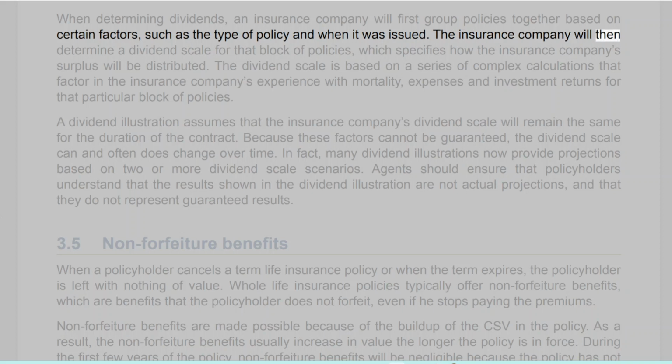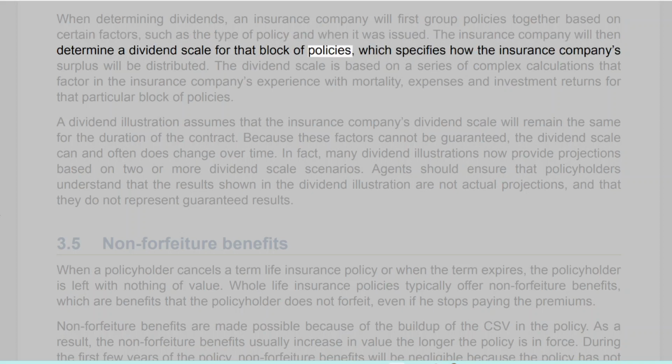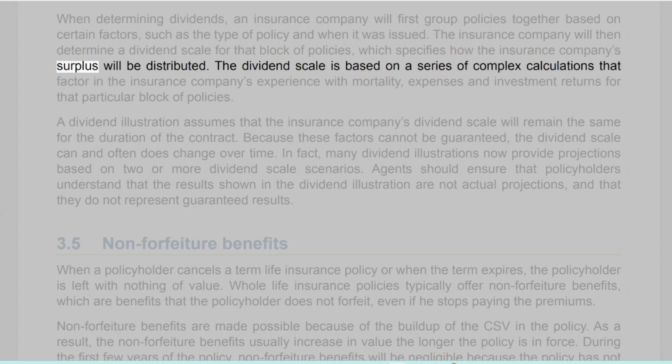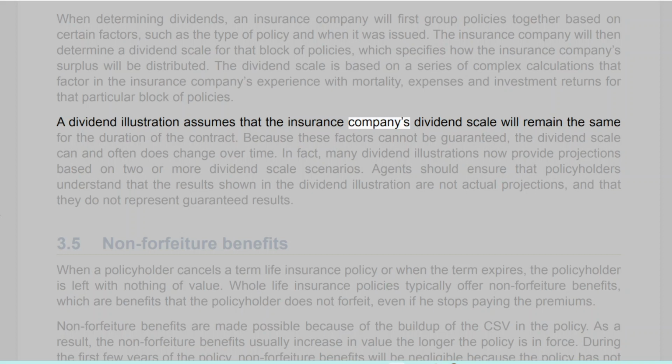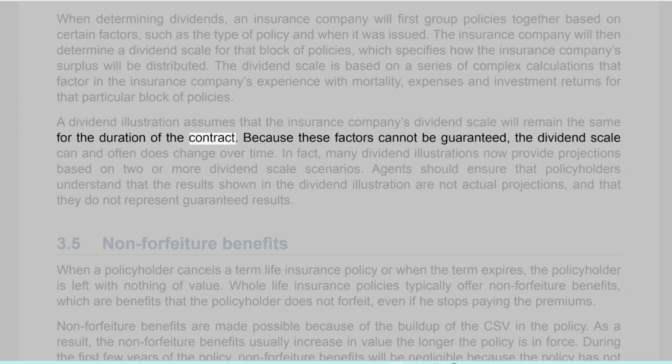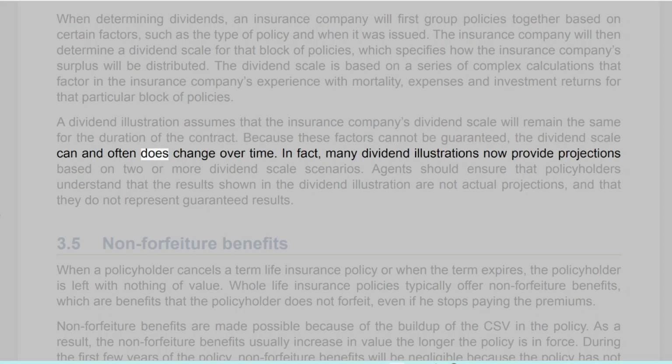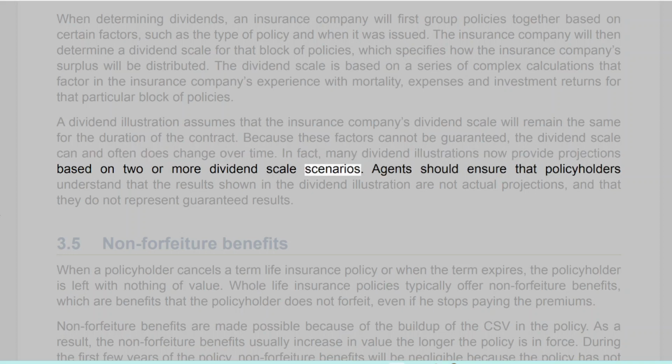The insurance company will then determine a dividend scale for that block of policies, which specifies how the insurance company's surplus will be distributed. The dividend scale is based on a series of complex calculations that factor in the insurance company's experience with mortality, expenses, and investment returns for that particular block of policies. A dividend illustration assumes that the insurance company's dividend scale will remain the same for the duration of the contract. Because these factors cannot be guaranteed, the dividend scale can and often does change over time. In fact, many dividend illustrations now provide projections based on 2 or more dividend scale scenarios.